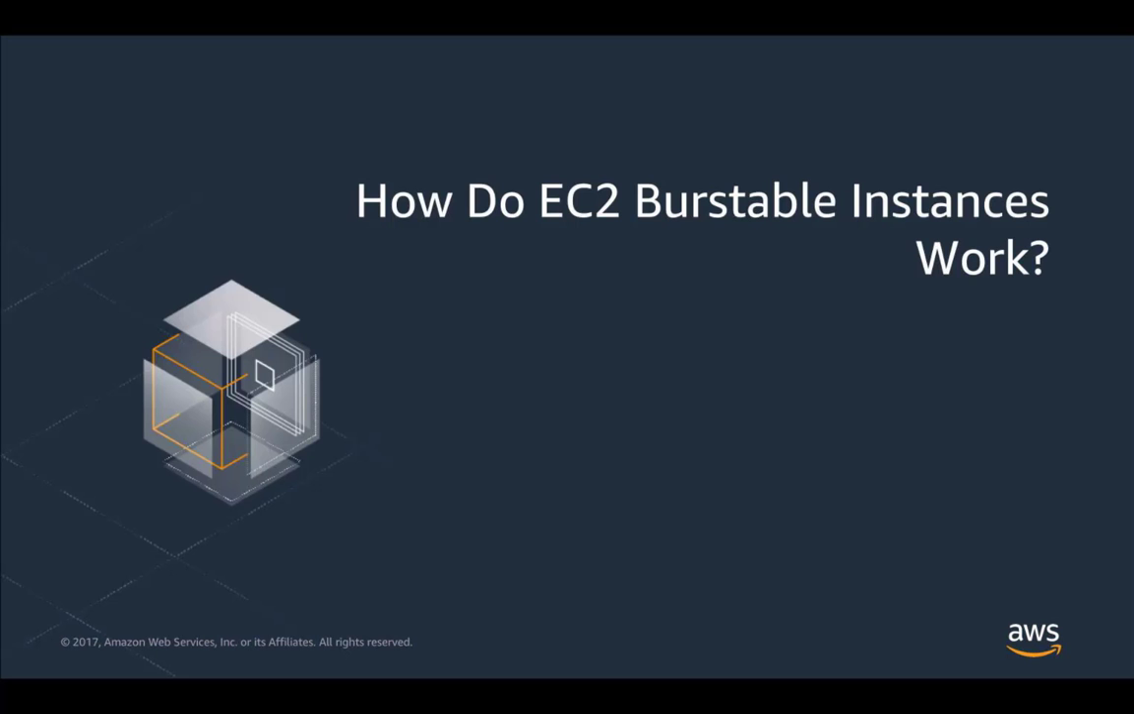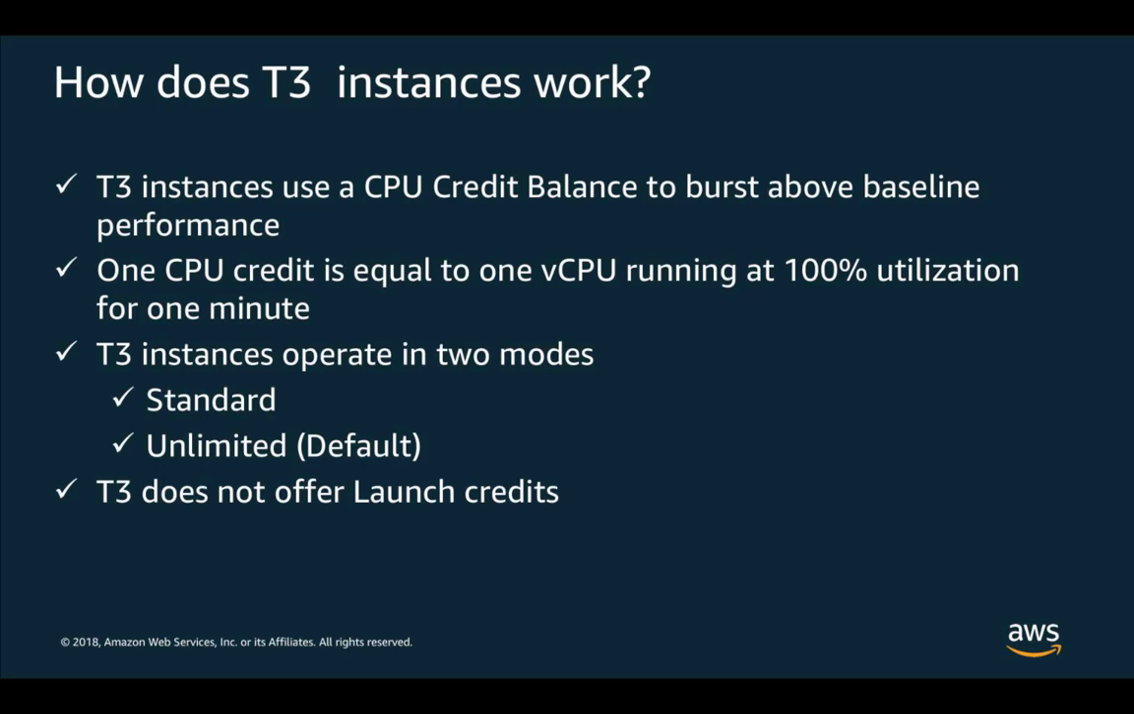So how do burstable instances work? Traditional EC2 instance types provide fixed performance, while T instances provide a baseline level of CPU performance with the ability to burst above that baseline level. The baseline performance and ability to burst are governed by CPU credits. A CPU credit provides the performance of a full CPU core for 1 minute.